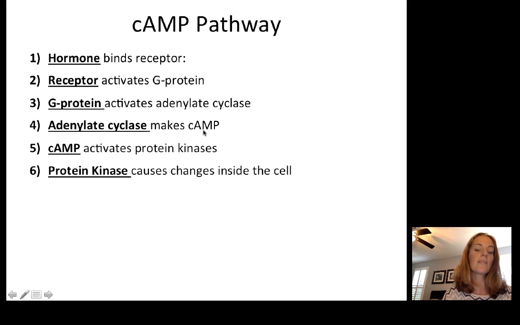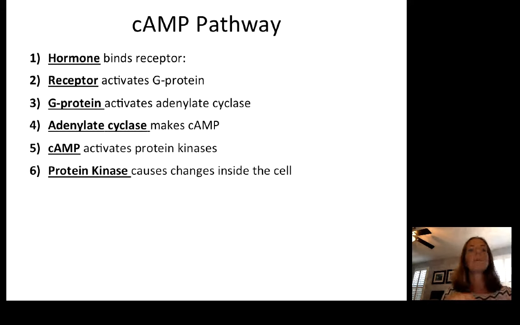This is what we call signal amplification. So one single binding of a hormone to a receptor makes a lot of this second messenger. So it doesn't take a lot of hormone binding to get big changes in cyclic AMP. Cyclic AMP will then activate a series of molecules called protein kinases. Protein kinases are going to add phosphate bonds, we call that phosphorylating proteins, inside the cell and can then change the activity of various proteins inside the cell.